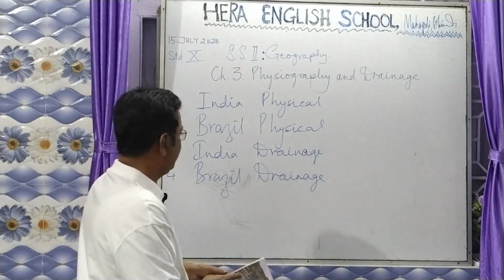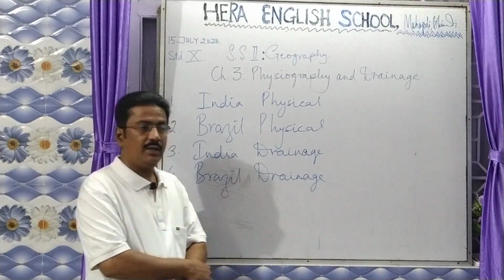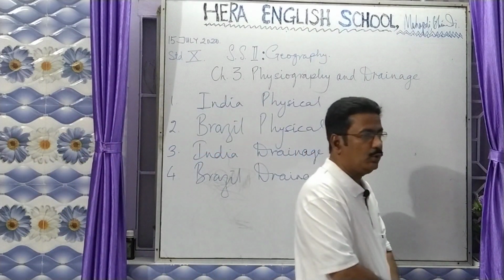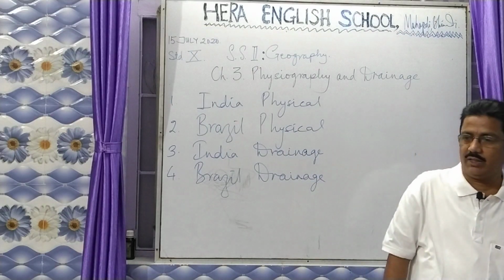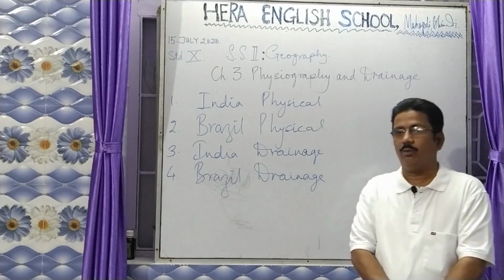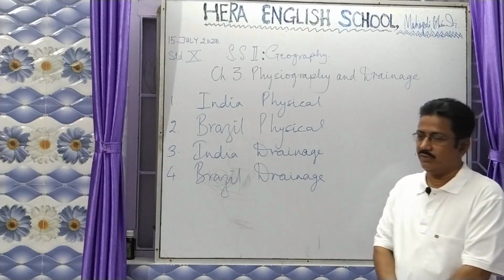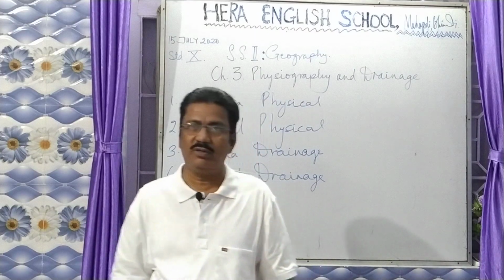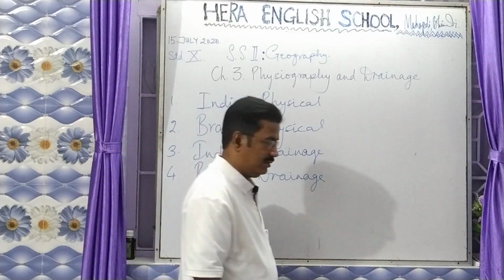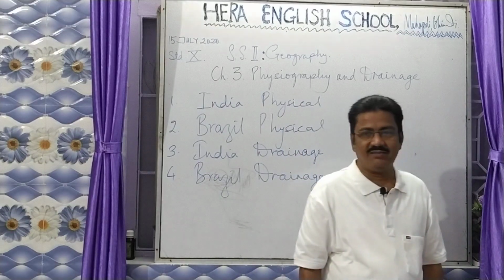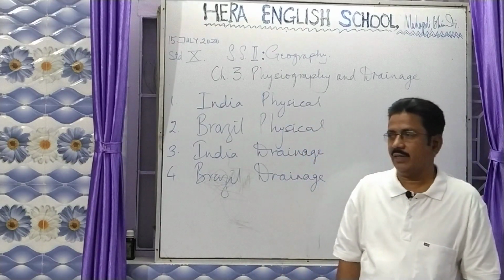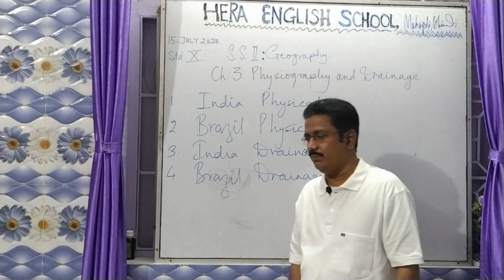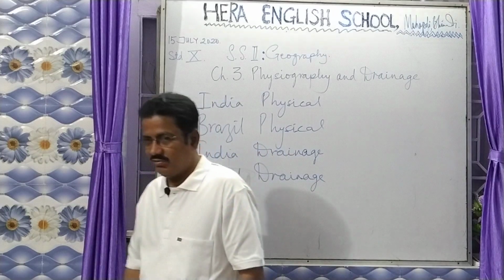Then we move on to India drainage, where India drainage has mainly in the northern part 2 river systems. One is the Sindhu river system, which is more commonly known as the Indus river system, which has 5 major rivers: the river Satluj, river Jhelum, river Beas. All these 5 rivers start in Jammu Kashmir and pass from Jammu Kashmir into Afghanistan, then Pakistan, and empty themselves into the Arabian Sea.